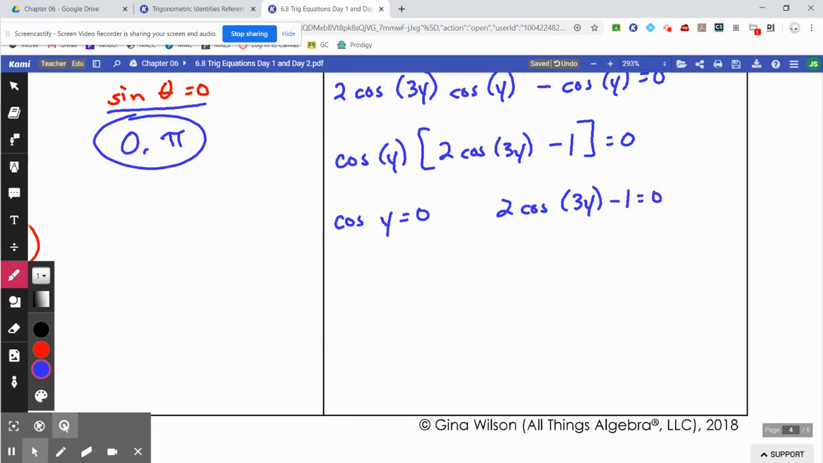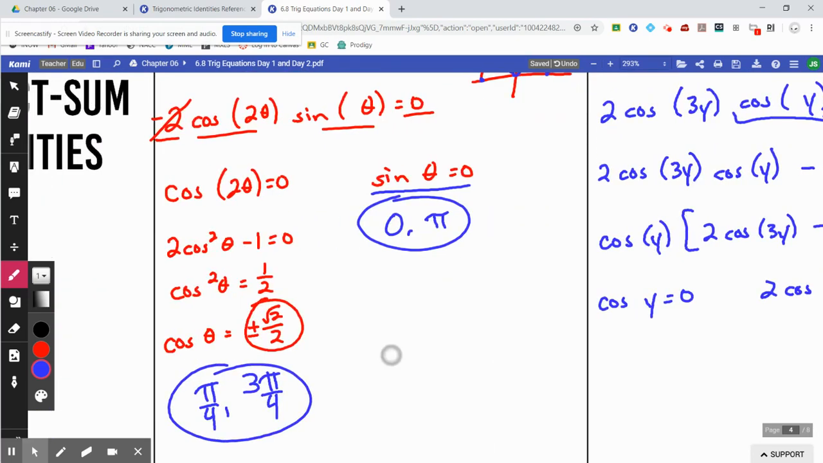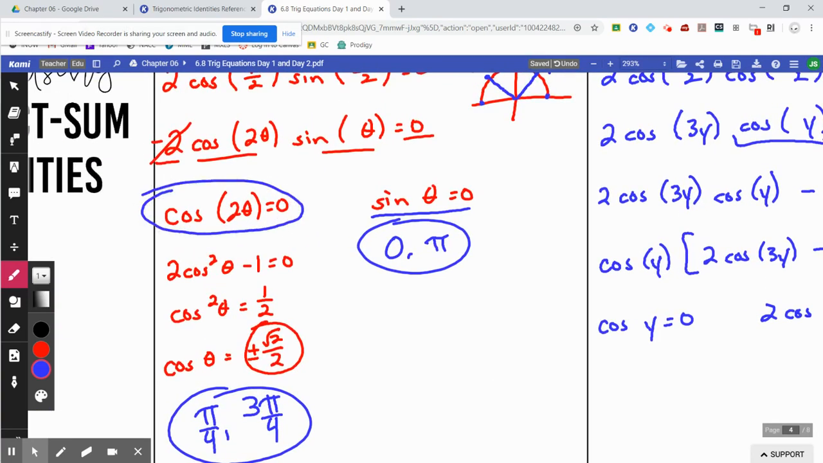Now I'm going to show you another trick on this one that we could have actually used on the last one. We could have used it right here because we have a double angle.